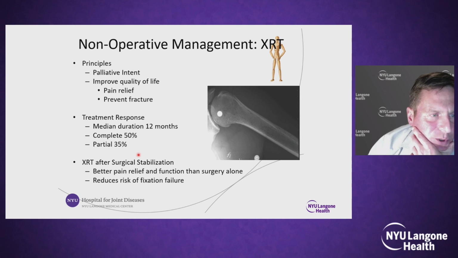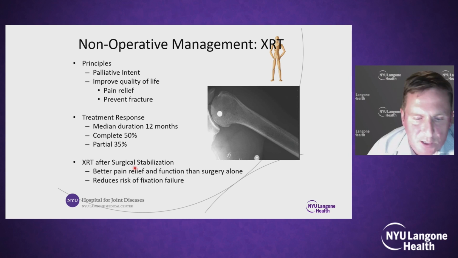And I should mention that even after surgical stabilization, which we're going to talk about in a second, for metastatic disease, the surgical stabilization stabilizes the bone, but it doesn't really do anything to treat the tumor per se. It either stabilizes the fracture or maybe prevents a fracture from occurring, but it's not treating the quote tumor. So many times, or the majority of the time, even after surgical stabilization, we'll still refer patients to radiation oncology.